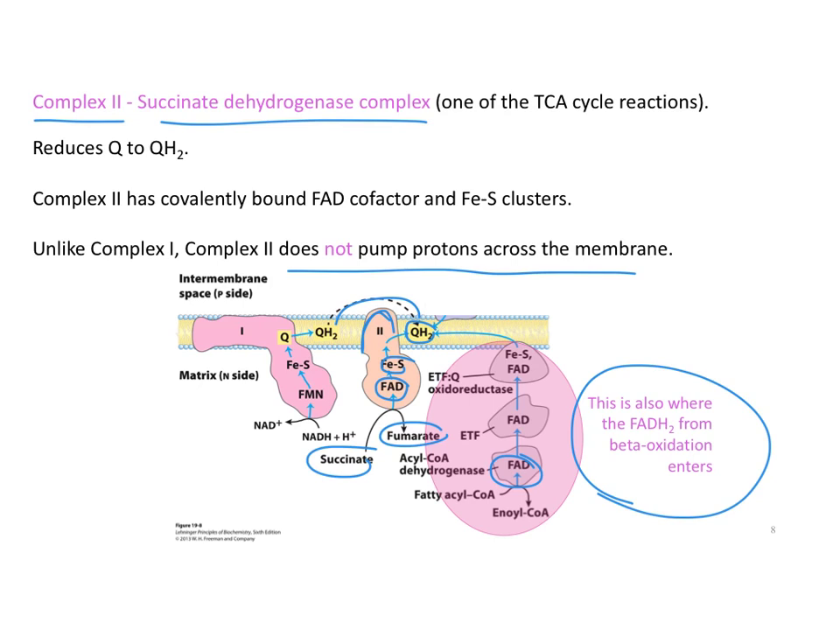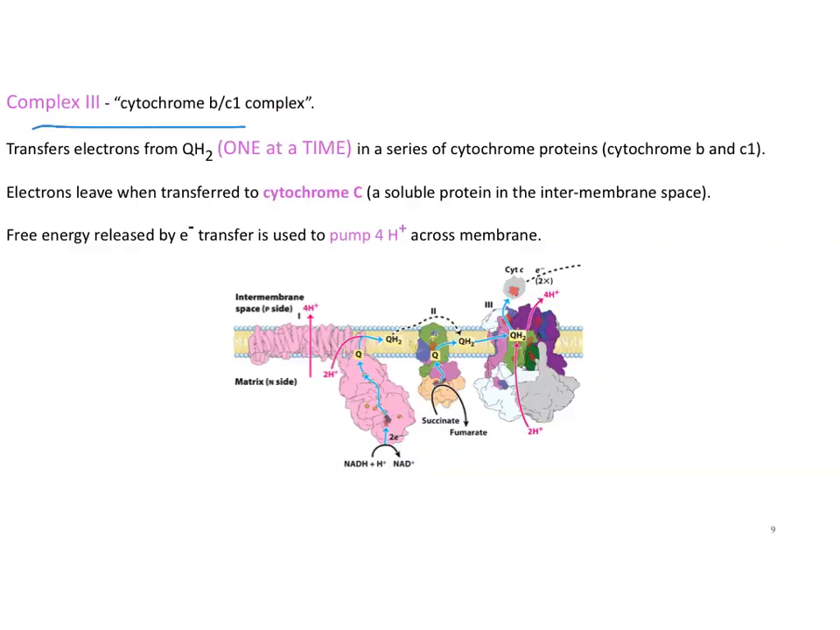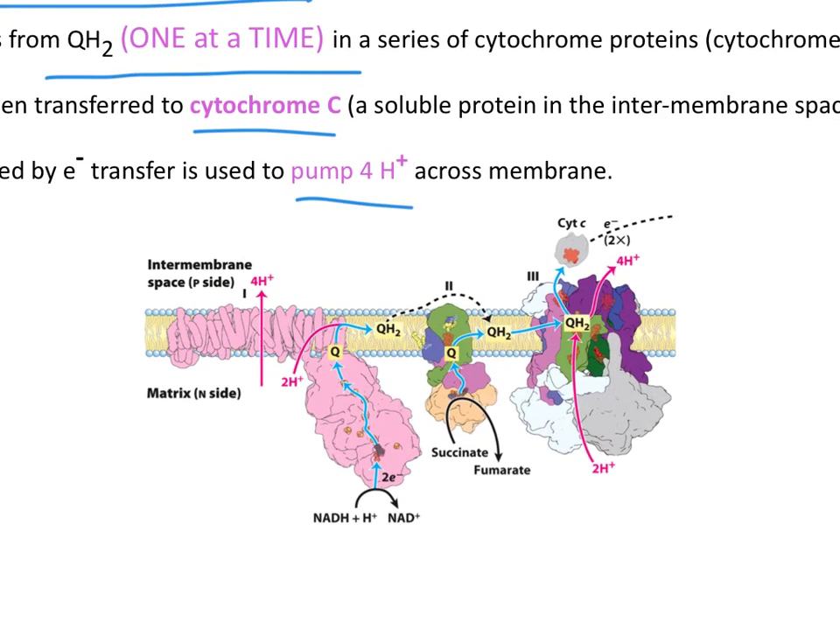All right, so complex 3 has a whole bunch of cytochromes in it, and it accepts electrons only one at a time, and then eventually the electrons are passed to the mobile electron carrier Cytochrome C, and this one pumps 4 protons. So here we're just adding more and more of the complexes on. Here's complex 1, here's complex 2, here's 3. This one pumps 4 protons, complex 2 pumps no protons, complex 3 pumps 4 protons, and this Cytochrome C is going to go find complex 4.